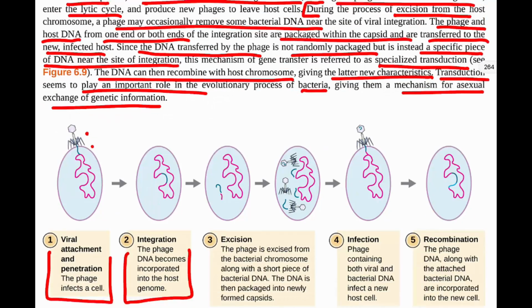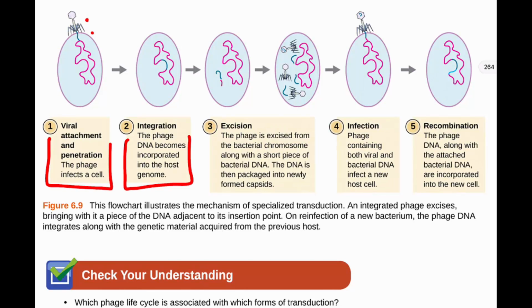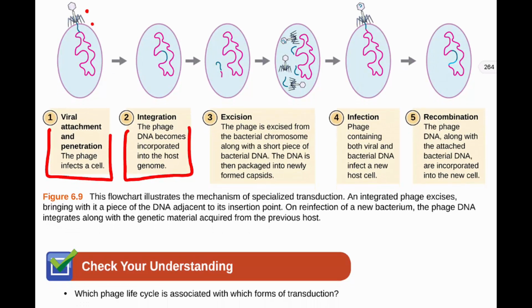So now down here, this is our specialized transduction, as mentioned here. We have our viral attachment and penetration, and then it integrates itself into the cell. So you can see the blue genome there is the viral genome, and then the pink is the bacterial genome. And then we have excision. So when the phage, which is the blue, is excised from this bacterial genome, it accidentally takes a short piece of the bacterial genome with it.